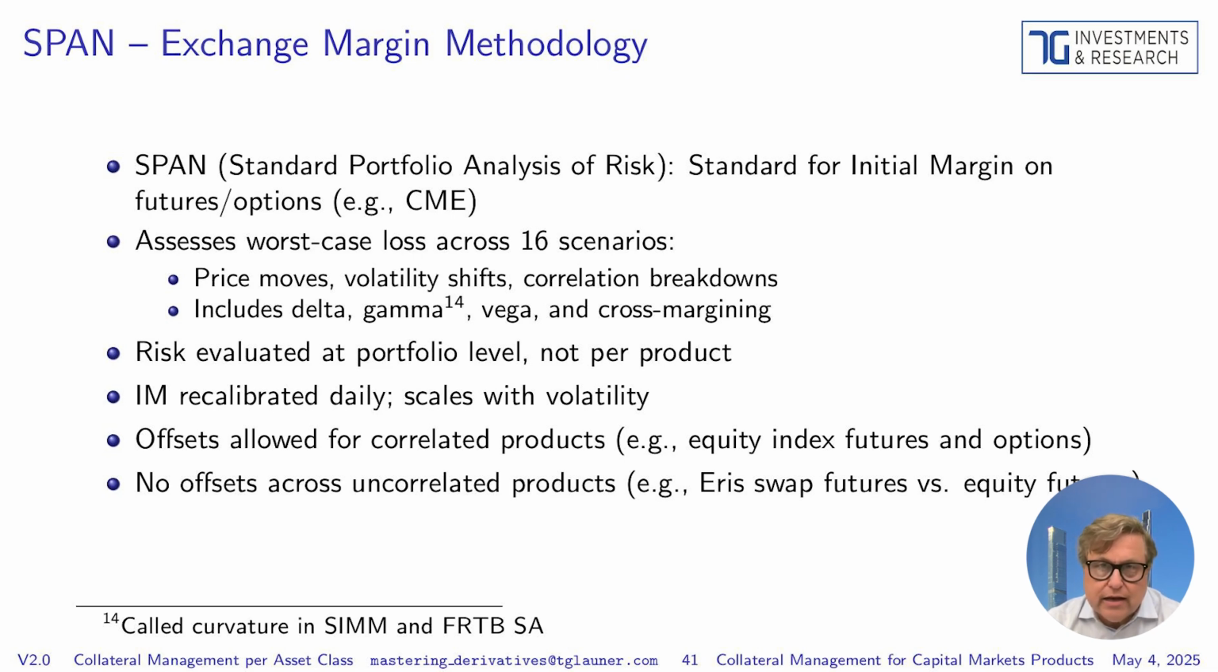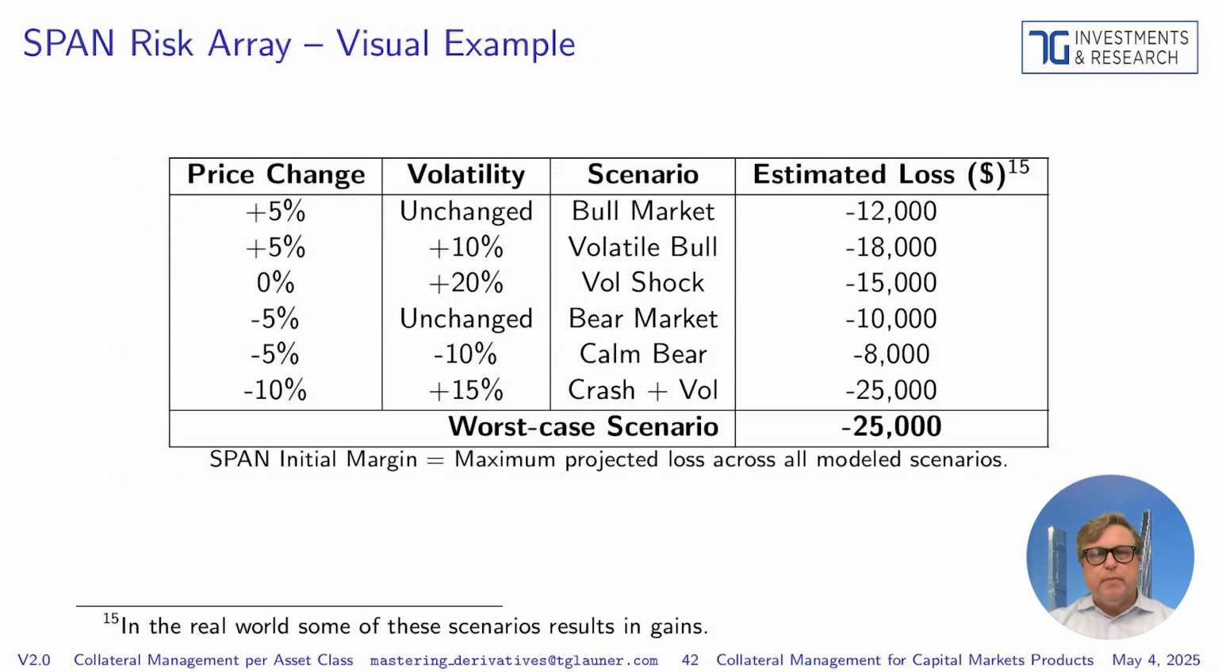Additionally, SPAN allows for offset within related products like equity index futures and options to optimize margin requirements efficiently, but does not allow offsetting among uncorrelated risks such as Euro-dollar interest rate futures and equity futures. Our SPAN risk array provides a visual example of how different market scenarios can impact estimated financial losses. The table outlines various scenarios based on changes in price and volatility.